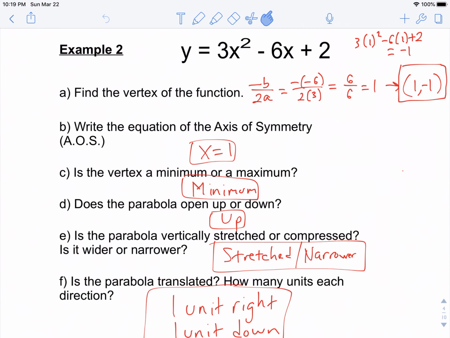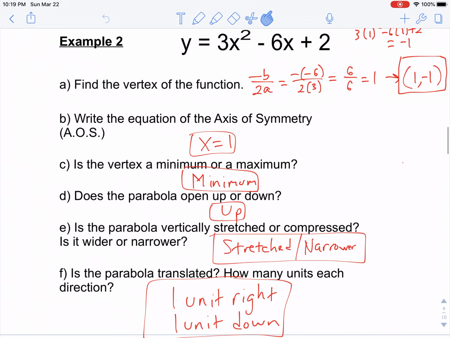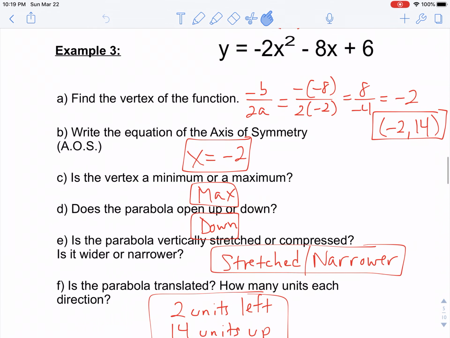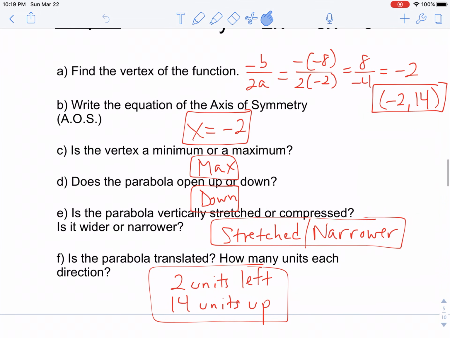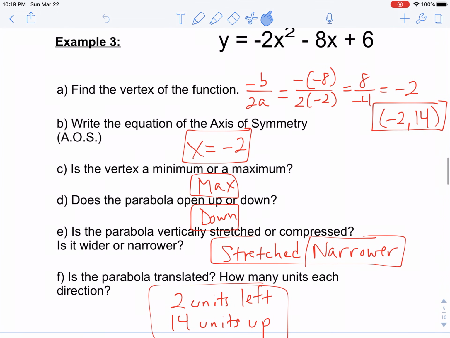Alright everyone, here we go with the lesson 8.4 file. I'm just going to give you some of the answers really quickly for some of these examples. If you want to pause the video so you could check your work, you should do that. Here are all the answers to example 2. And then here are all the answers to example 3. Pause your video, check your work.